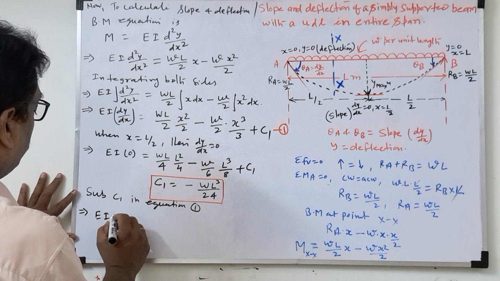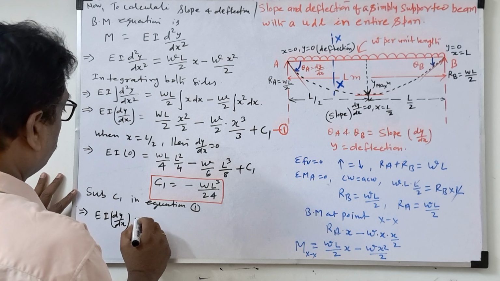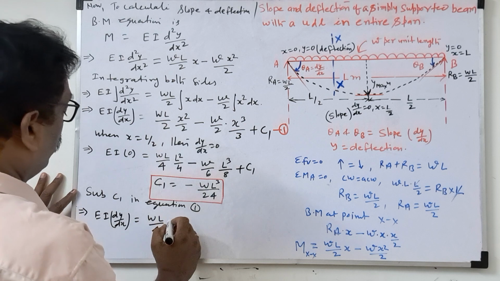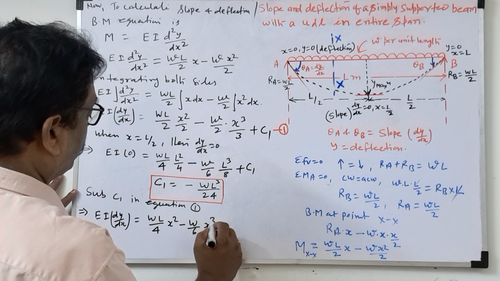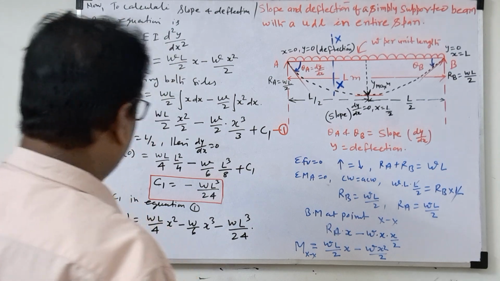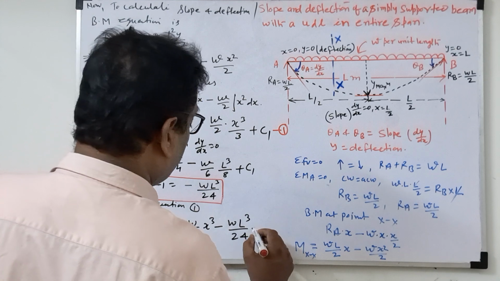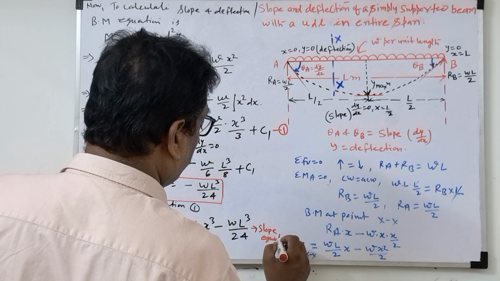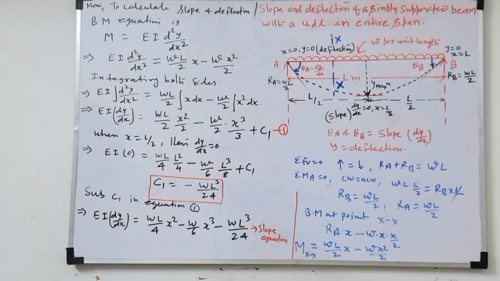EI dy by dx as it is, this you write as it is: WL by 4 x square minus W by 6 x cube minus WL cube by 24. So this is nothing but the slope equation. Now we got the slope equation.